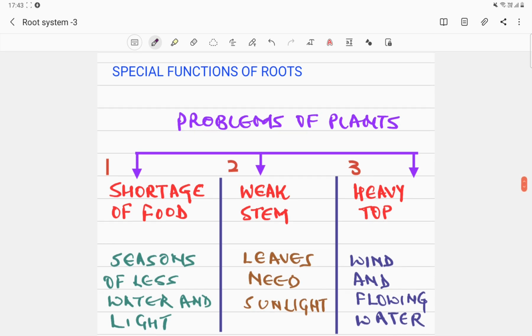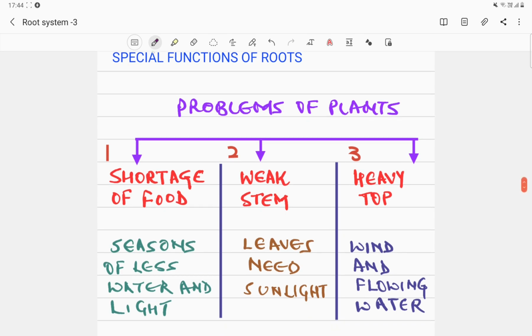Now, there are certain problems that the plants face. Not all of them, but a few plants. And there are three major problems that the plants face. Let us look at the first problem. The first problem faced by plants is the shortage of food.